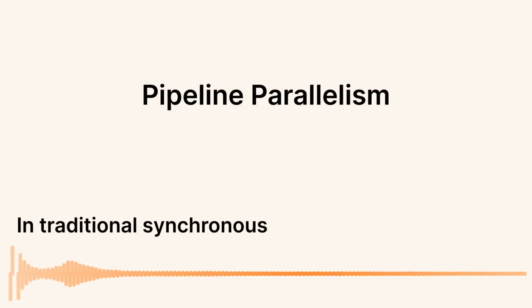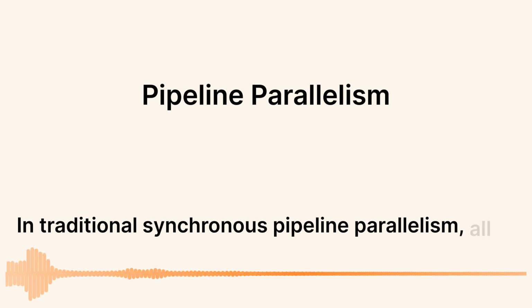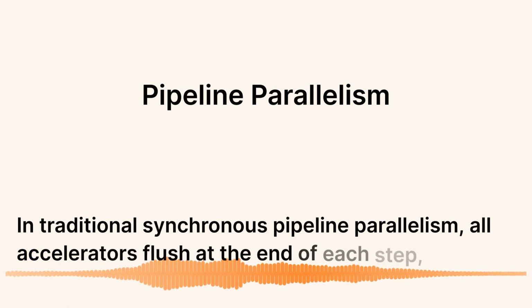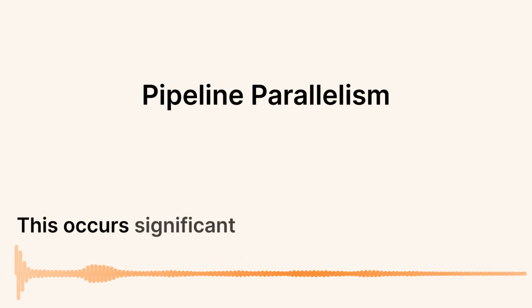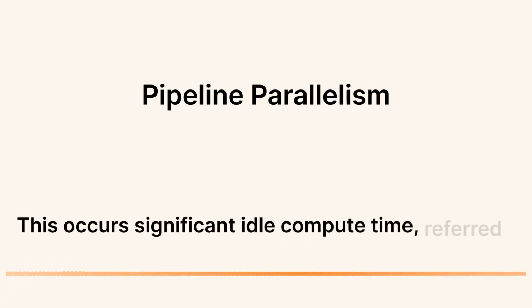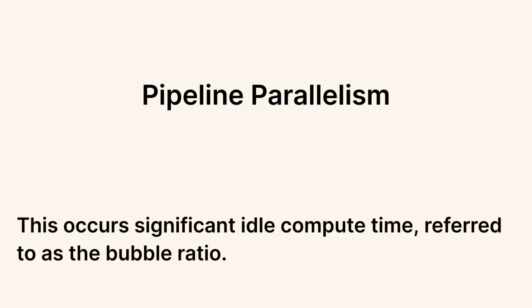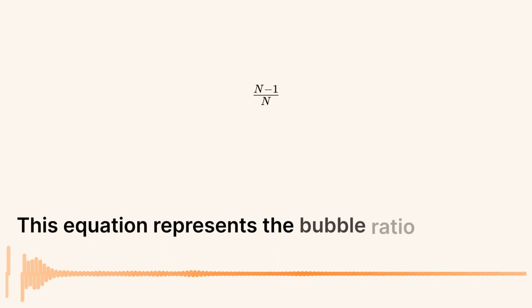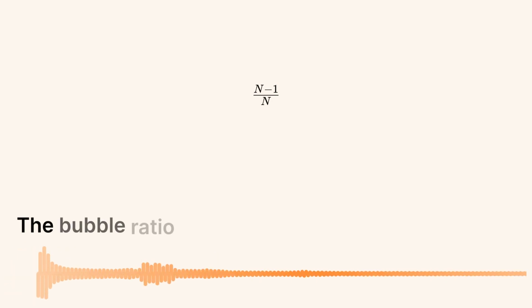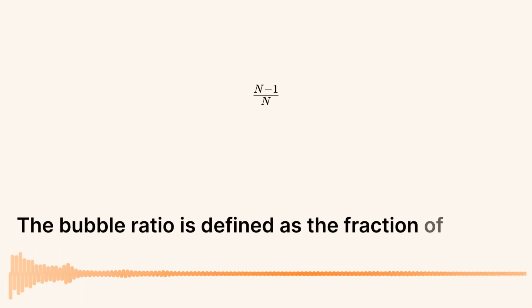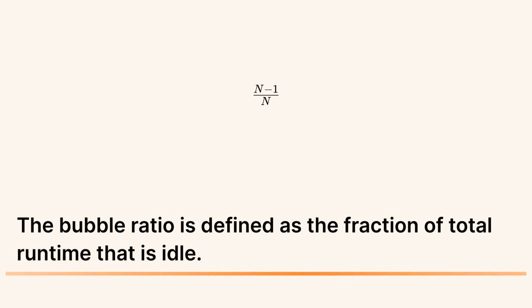In traditional synchronous pipeline parallelism, all accelerators flush at the end of each step, keeping the computations in sync. This incurs significant idle compute time, referred to as the bubble ratio. This equation represents the bubble ratio in a naive pipeline parallelism setup. The bubble ratio is defined as the fraction of total runtime that is idle.